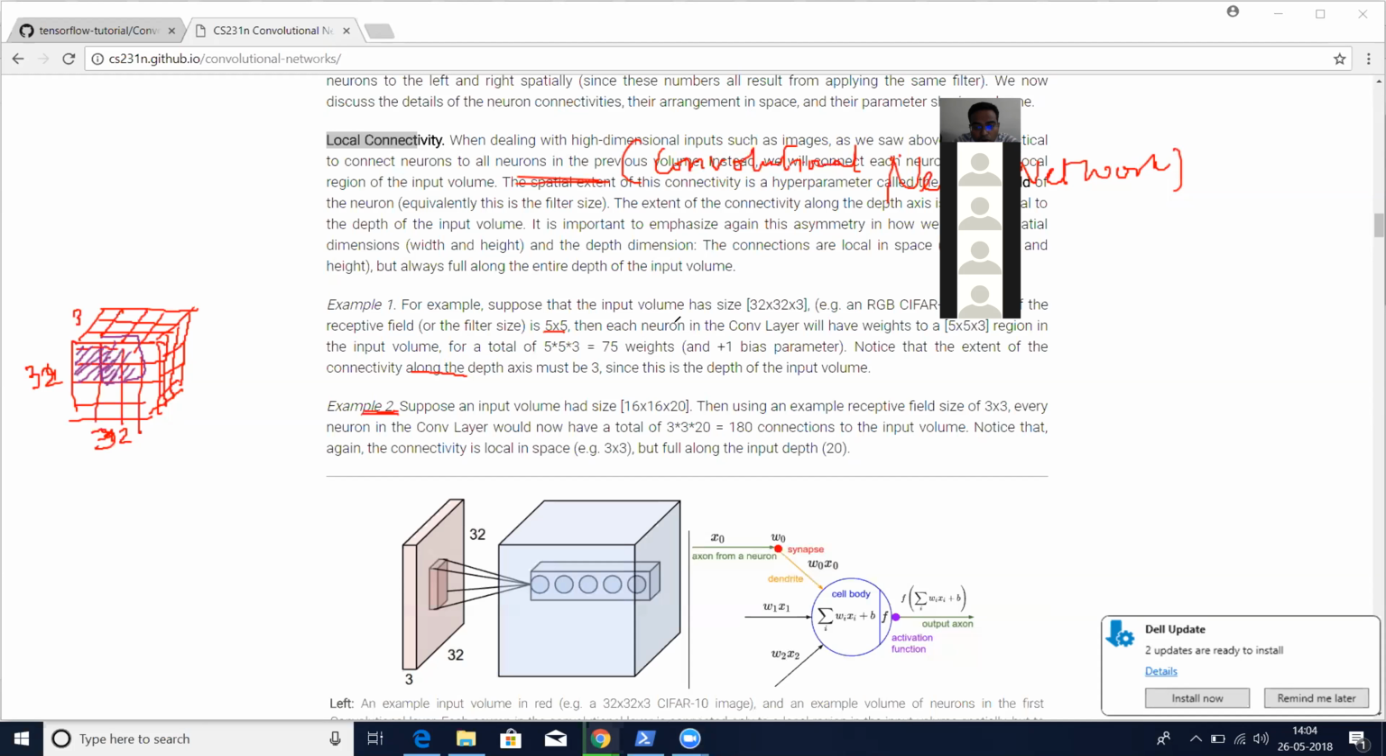So then each neuron in the convolutional layer will have weights for each input. So the total is this. That's what I'm trying to explain. Okay, so what is happening? Your input gets a cross product with the filter. Okay, the resultant is a feature map. This becomes your input to the next layer.